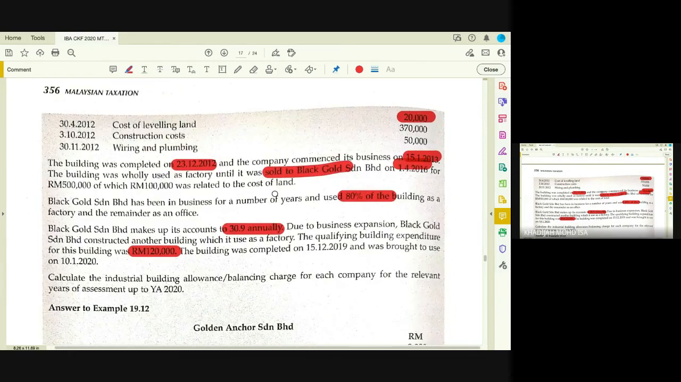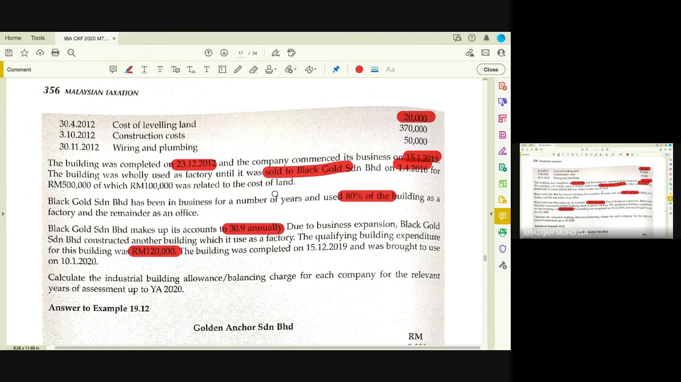The building was completed on the 23rd of December 2012, and the company commenced business on 15 January 2013. The building was wholly used as a factory until it was sold to Black Gold on 1st April 2016 for 500,000, of which 100,000 was related to the cost of land. Black Gold Sdn Bhd has been in business for a number of years and used 80% of the building as a factory and the remainder as an office. So you have 80% and 20%. Now you see that the office is more than 10%. So in that case, you have to apportion.